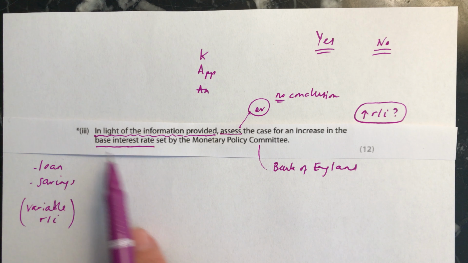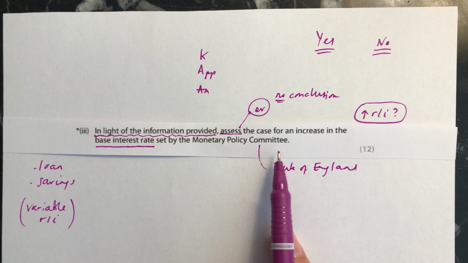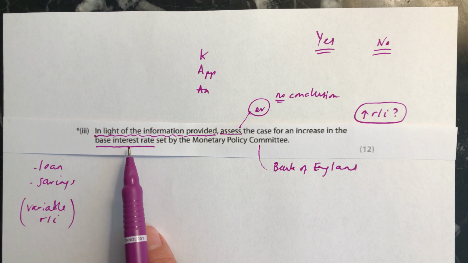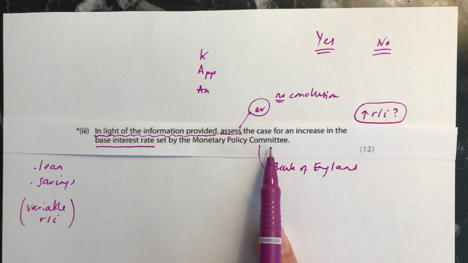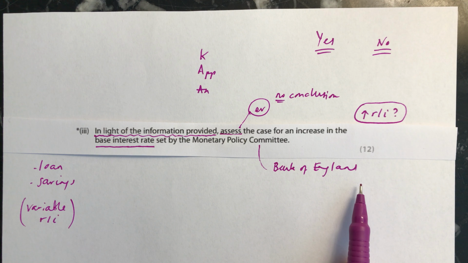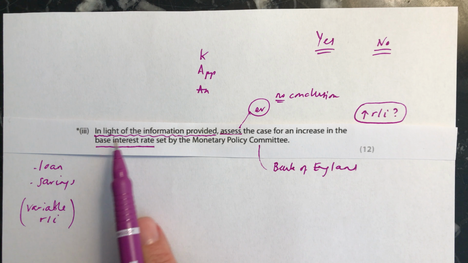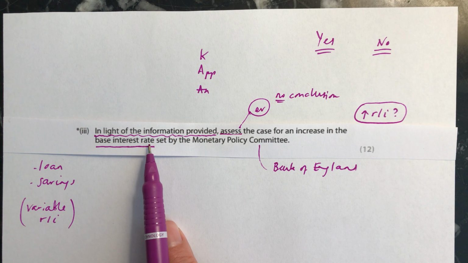And just to look at the basics for the question itself, increasing the base interest rate set by the Monetary Policy Committee. Remember, the Monetary Policy Committee is part of the Bank of England. It's completely independent from government, and they are setting the base interest rate. They do this approximately every 6 weeks.